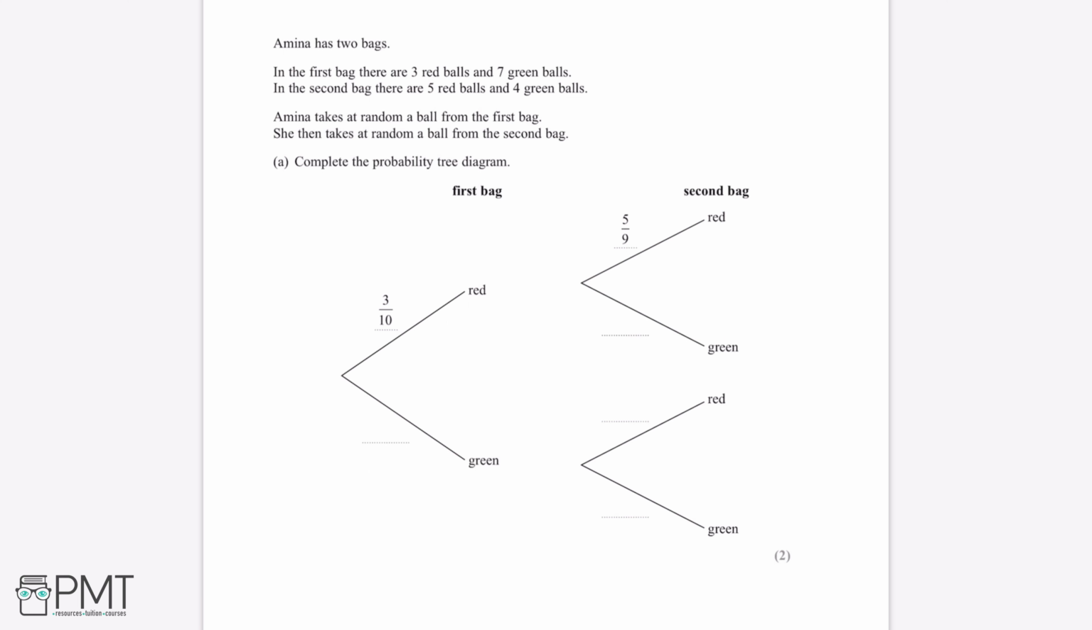So the first thing we can do is highlight all the key information from the question. In the first bag, there are 3 red balls and 7 green balls. And then in the second bag, there are 5 red balls and 4 green balls. So what this means is in the first bag there are 10 balls, and then in the second bag there are 9 balls. So now we can use this to complete the probability tree diagram.